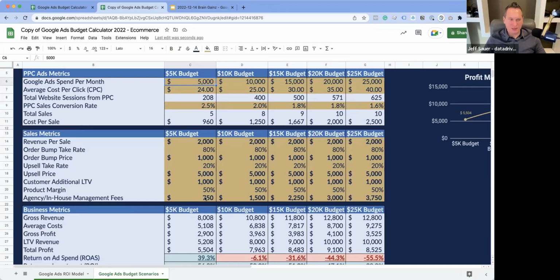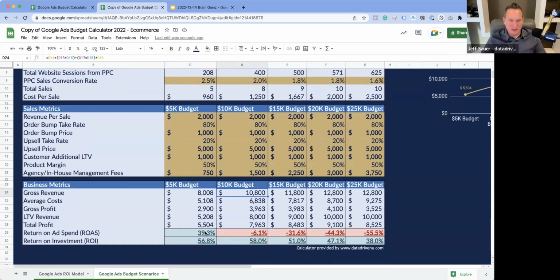The other thing I should mention here is agency fees are just a percentage of the ad spend. In this case, about 15% of the ad spend is what I'm calculating that at. I've seen 20%, I've seen higher than that, but that's just what I'm using as a calculation here. And you see, okay, so then your returns, the only one that's positive on ad spend is here, yet all these things are making a return on investment when you factor in LTV.